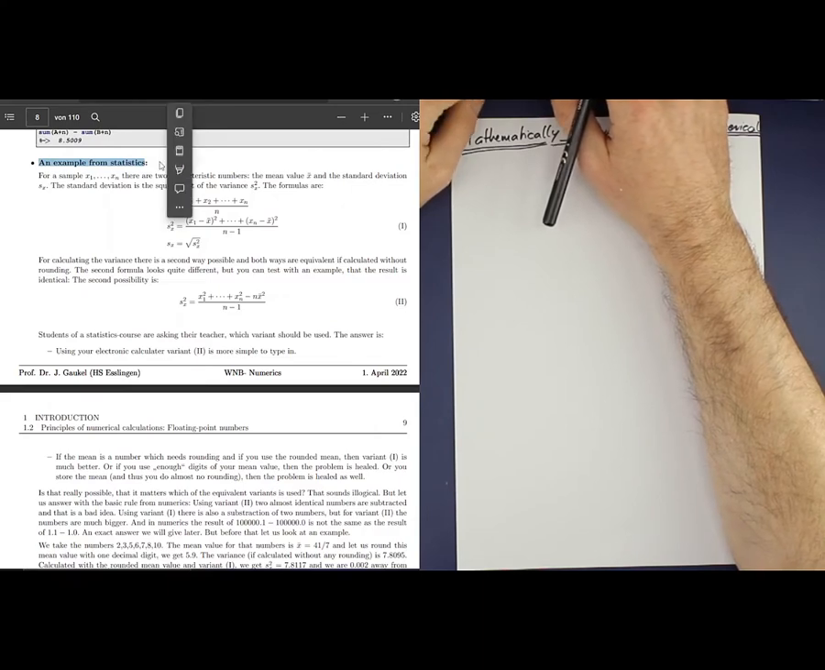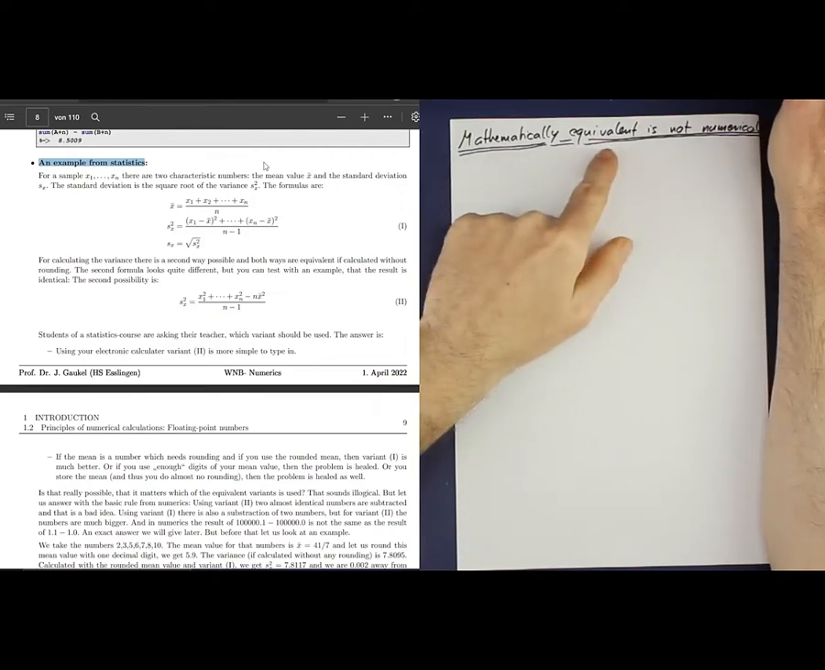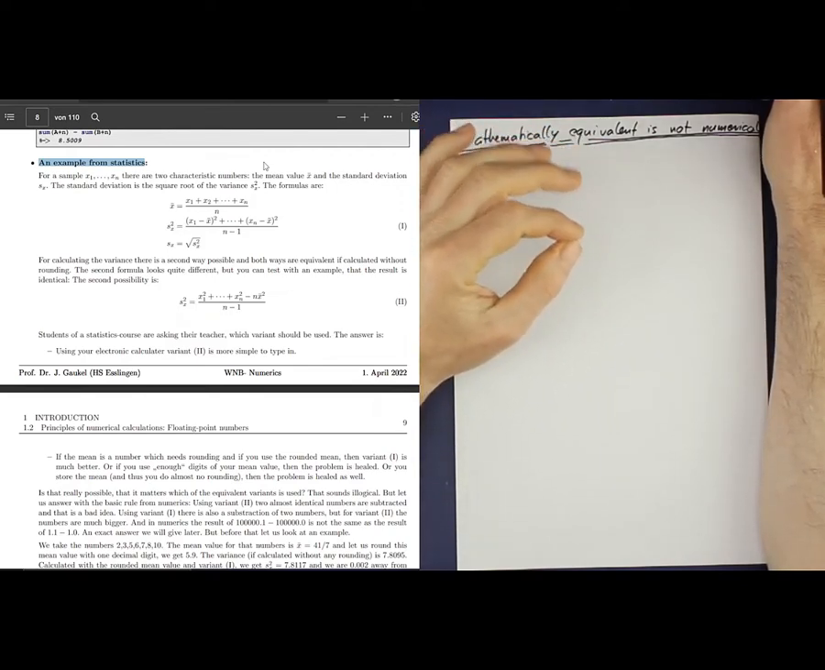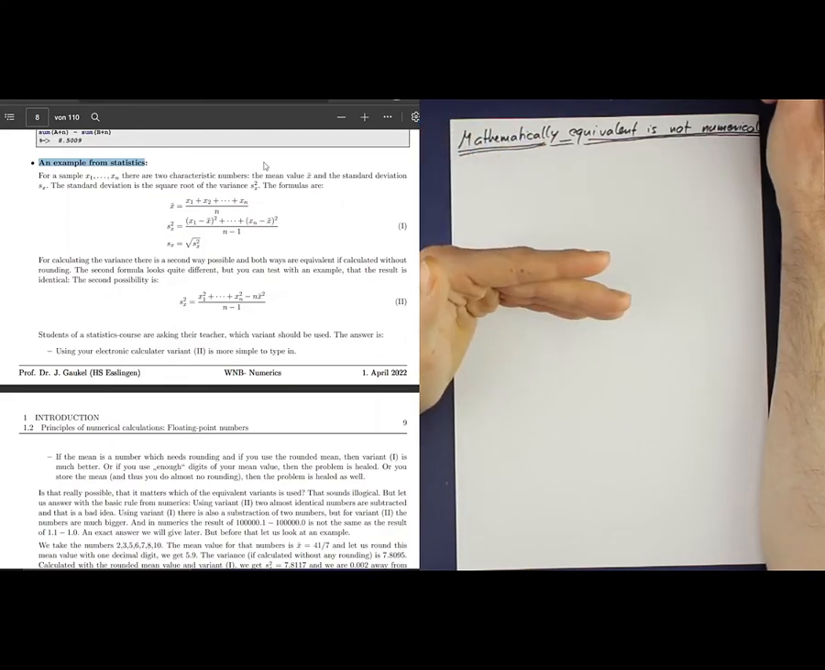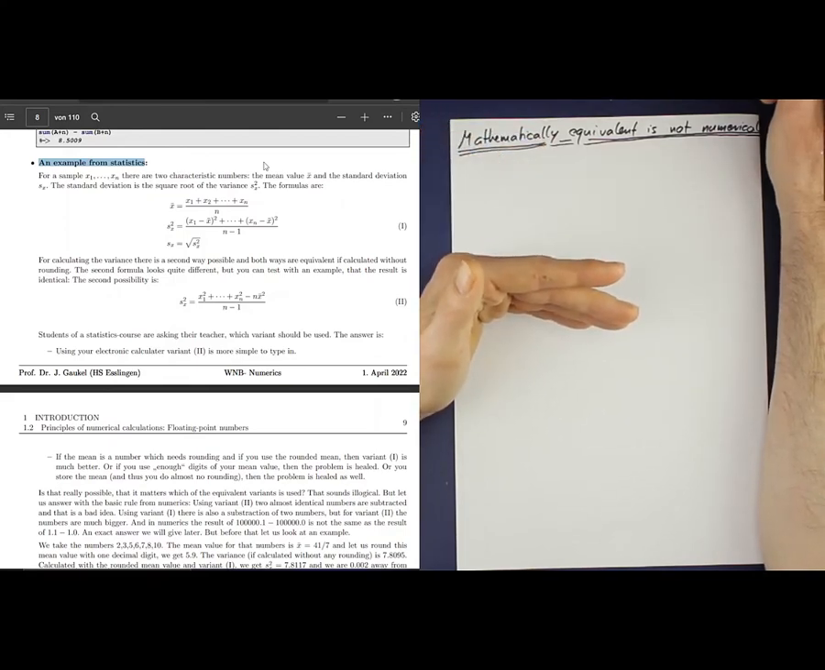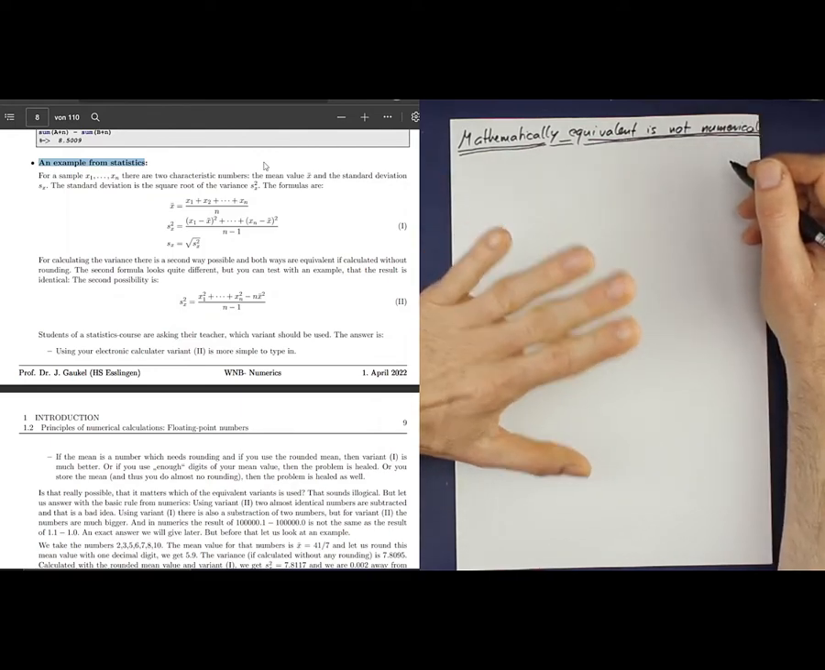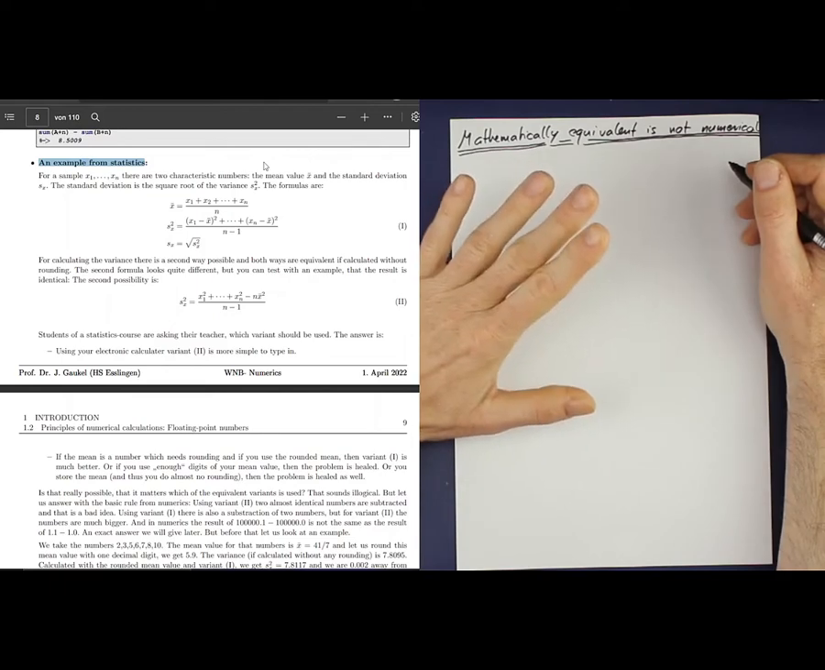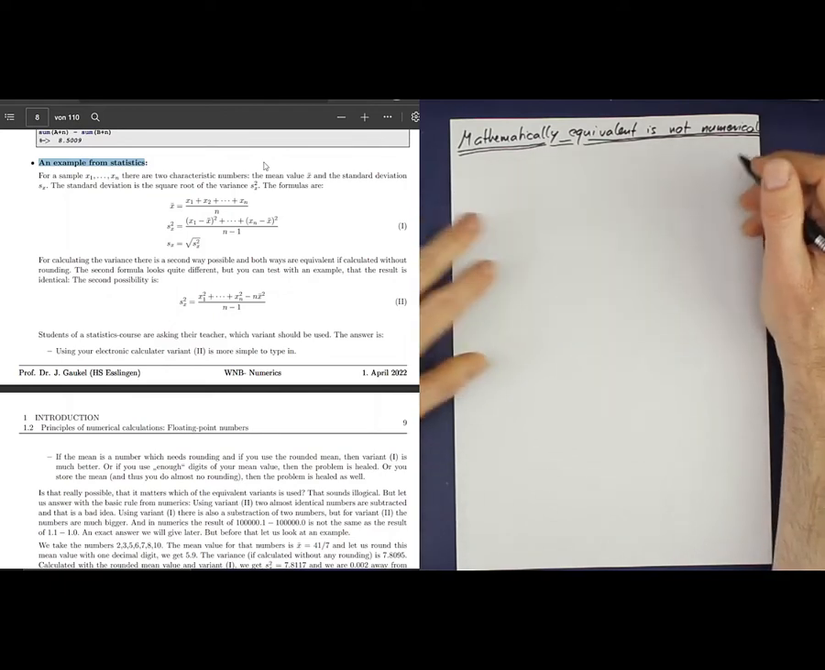Let's talk about that chapter, or that part of that chapter. Mathematically equivalent does not need to be numerically equivalent. Let's talk about an example of statistics. Let's talk about a sample, and let's keep things as easy as possible. So let's talk about a sample of 3 values.